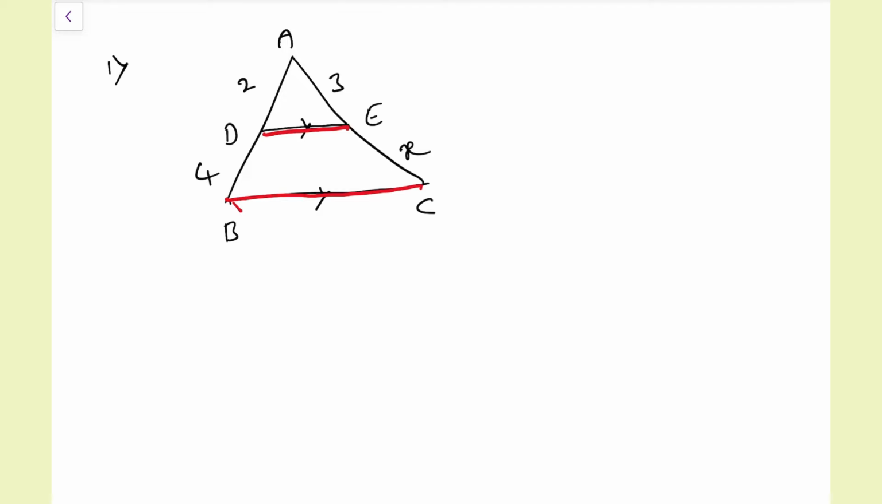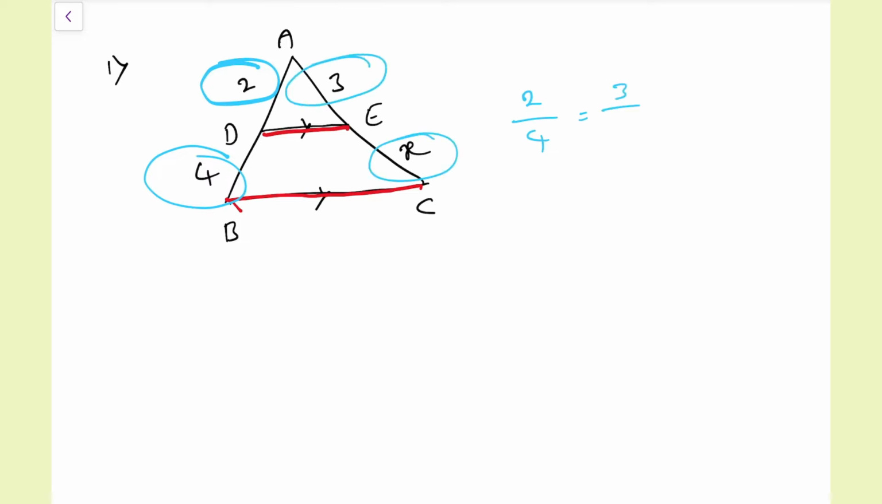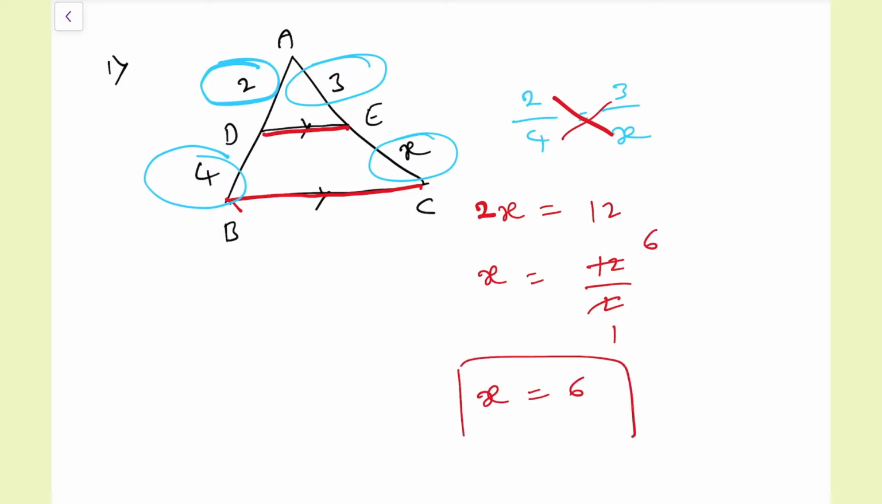That is, upper one by lower one, 2 divided by 4 equals upper one by lower one, 3 divided by x. Doing cross multiplication, 2 into x, 2x equals 4 into 3, 12. Take 2 to the right side. So x is equal to 12 by 2. 2 sixes are 12. Then x value is 6 units.